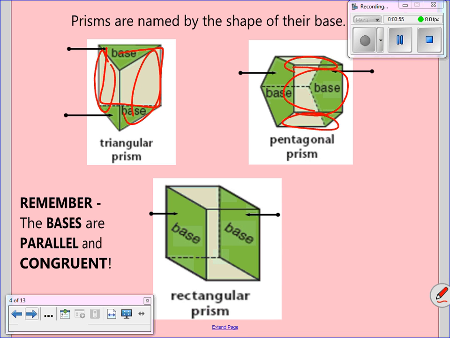Remember, the bases are parallel and congruent. Right down at the bottom is a rectangular prism. Okay, all rectangles make that up.